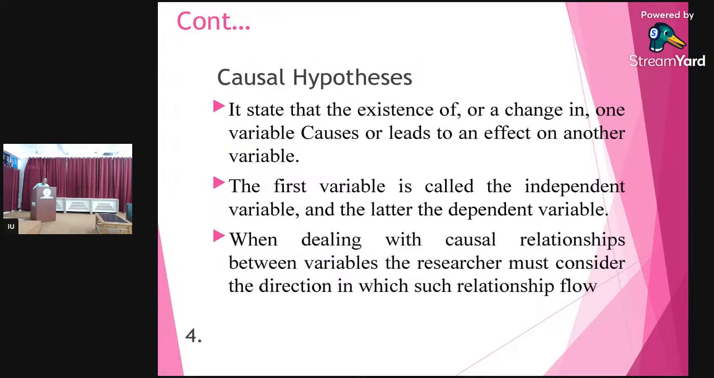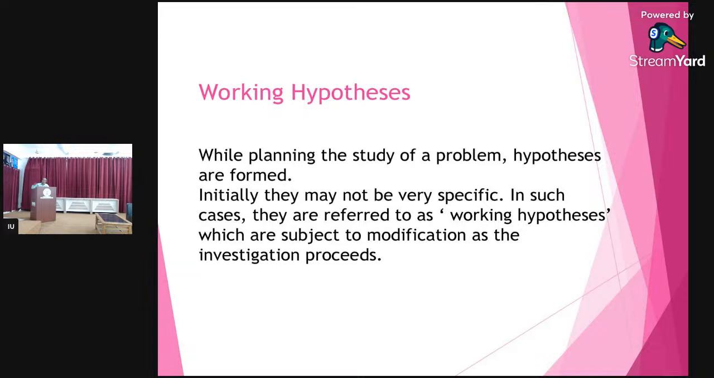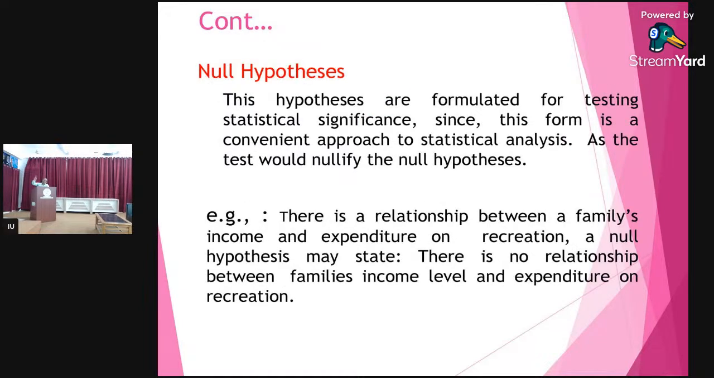Causal hypothesis states that the existence or the change in one variable causes and leads to an effect on another variable. In educational research, it is also called cause and effect, in which you see the effect. The working hypothesis is simple, and the most important is the null hypothesis. In most behavioral science research, we use the null hypothesis, in which we say that there is no significant difference, or that there is no significant relationship between the variables.